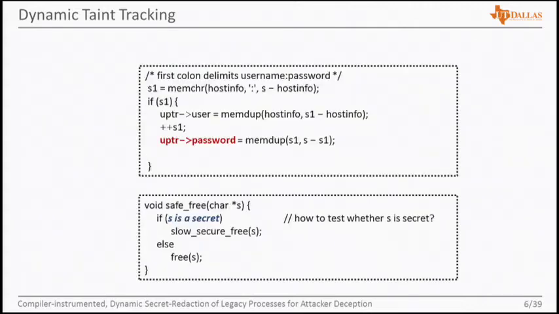To understand how this works, let's consider this example extracted from the Apache web server, in which we have this input stream that is partitioned into a username and a password delimited by this colon character. Later on, we might want to safely release these secret passwords, so we have this safe free function here. And the question is, how do we test whether this character string S is a secret or not?